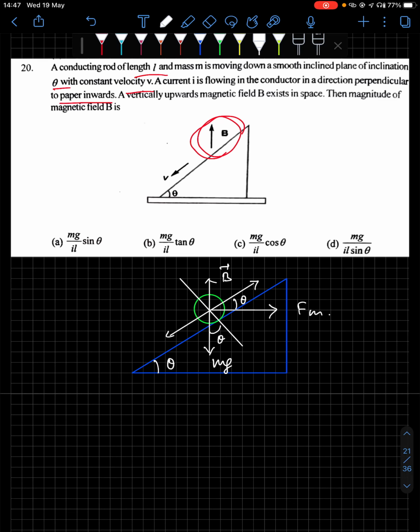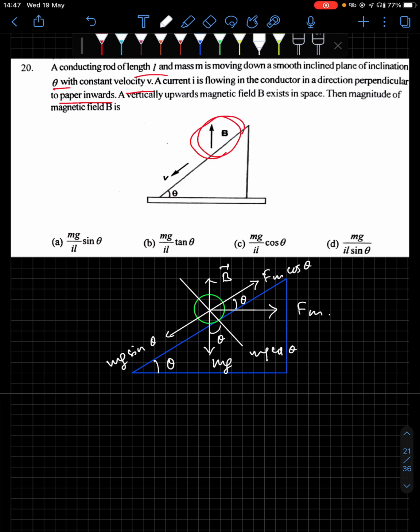Now you see, if this is the magnetic force and this angle is theta, along this direction you'll have Fm cos theta, right? And if this is mg, this will be mg cos theta, and this will be mg sin theta. So the diagram is complete.